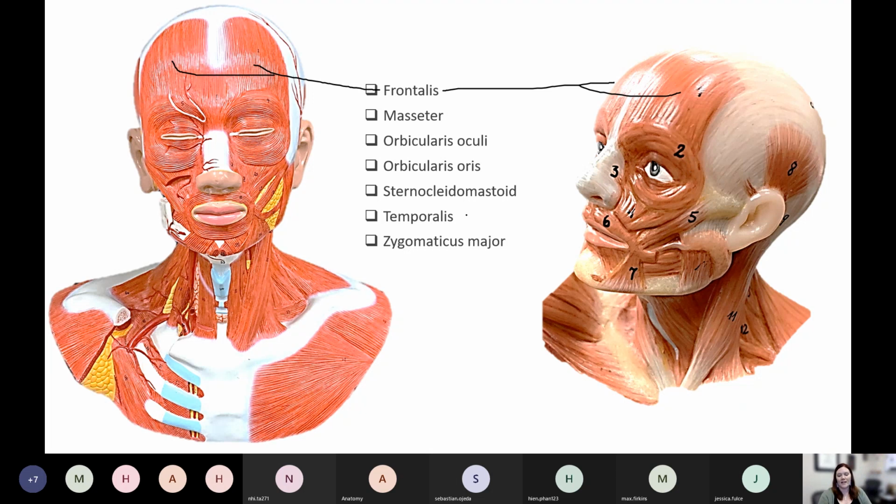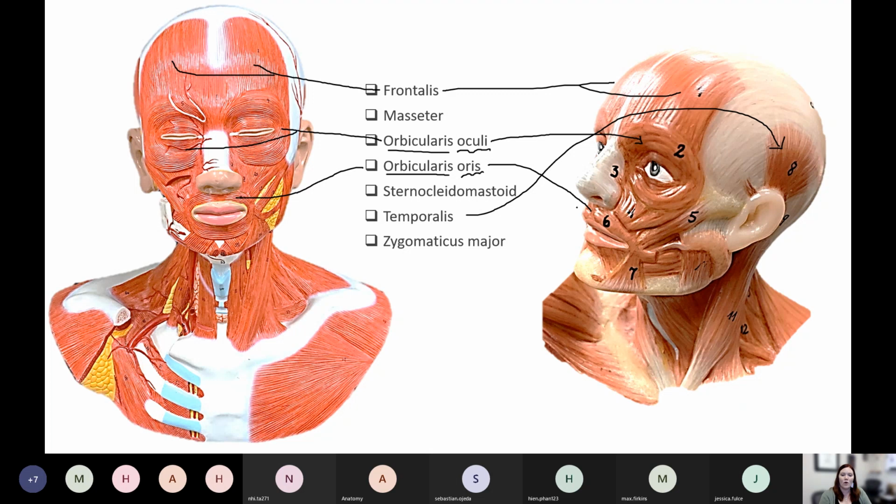On the side of the face, we've got the temporalis muscle on top of the temporal bone. We have two orbicularis muscles. Orbicularis meant something that made a circle. So when we're talking about the circle around the eyes, that's orbicularis oculi. And my circle around the mouth is called orbicularis oris. Oris for the mouth, orbicularis oris.